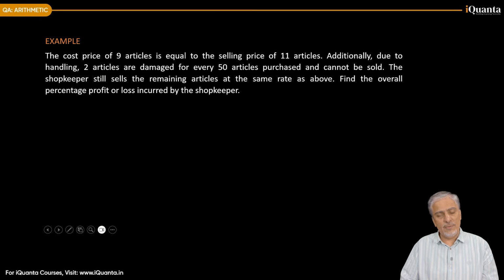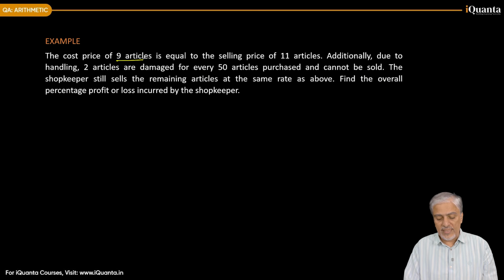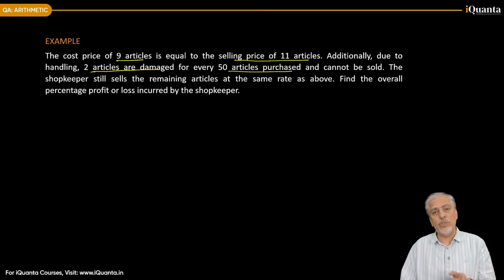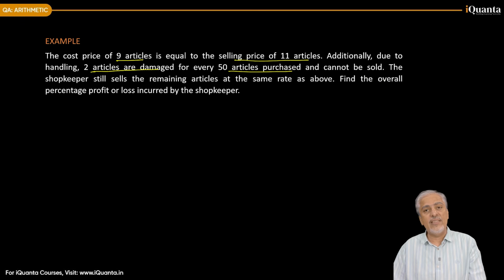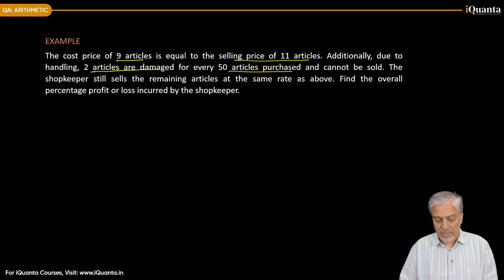The next question combines the same concept with one more part to it. So let's see a couple of different approaches for this question. The cost price of 9 articles is equal to selling price of 11 articles. Additionally, due to handling, 2 articles are damaged for every 50 articles purchased. So when you purchase 50 articles, you damage 2 articles. If you notice, there was already a loss because whatever 9 articles you're buying for, you're selling 11 articles for that much, which means there's a loss and there's some handling loss. So there'll be more loss. So definitely at the end, there will be a loss. We need to find that loss percentage. So let's pay attention to how to do it.